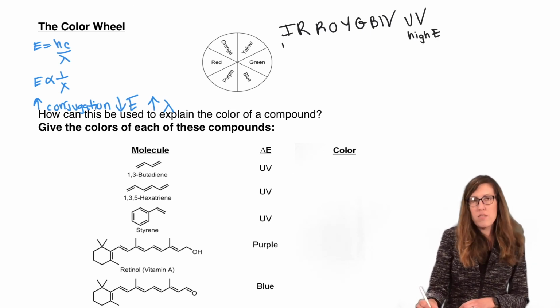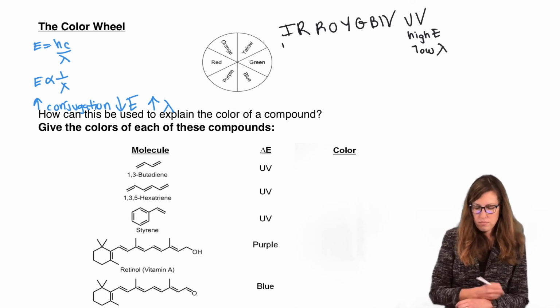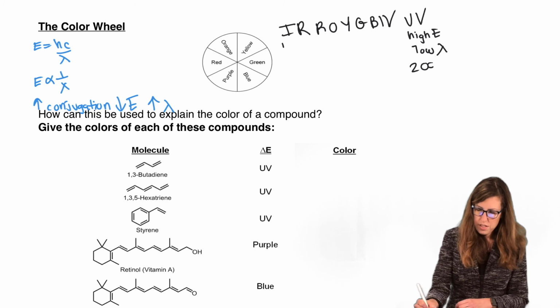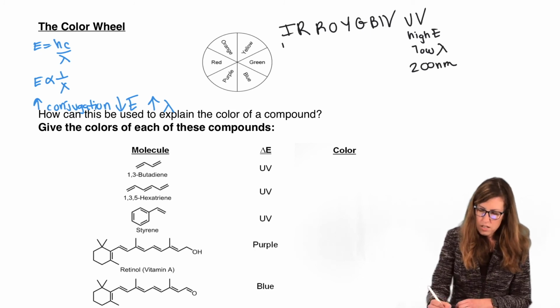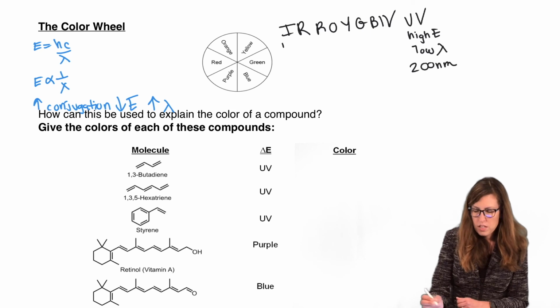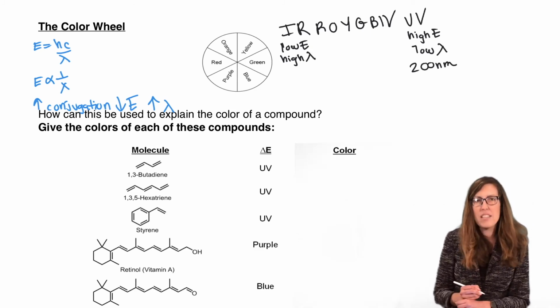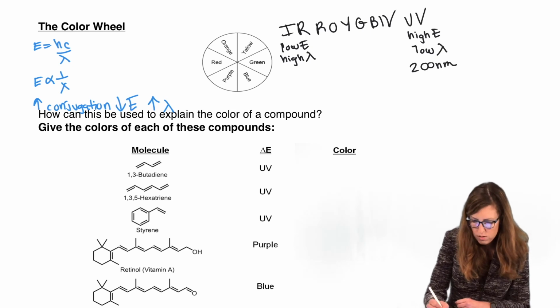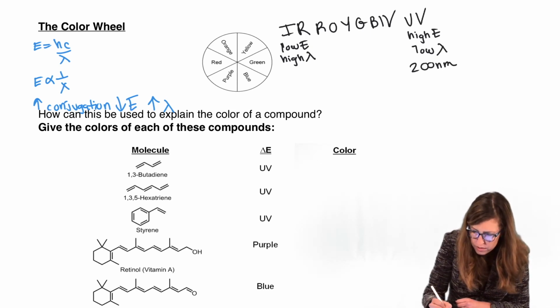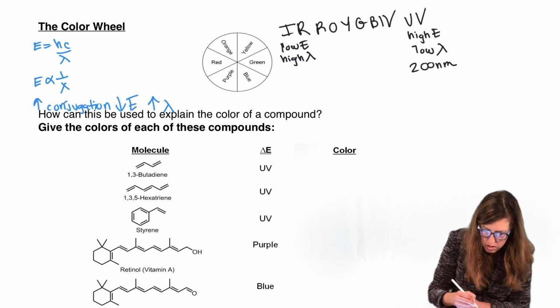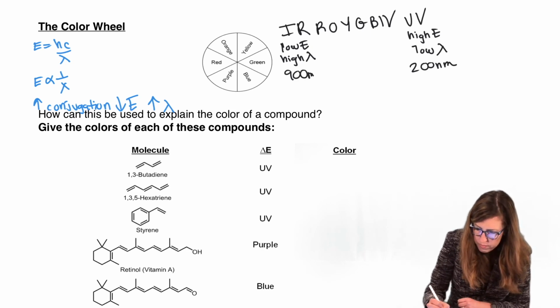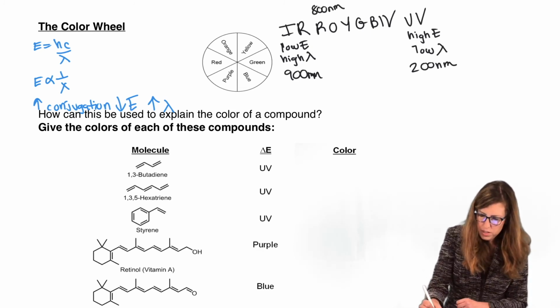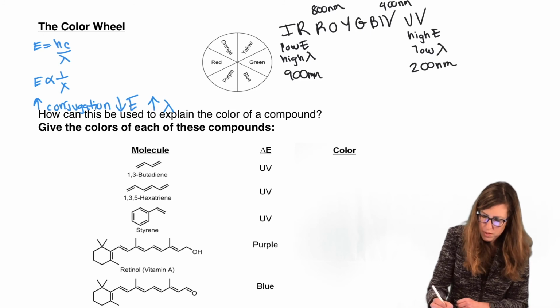That means, inversely for the wavelength, it's a low wavelength. Usually it's around 200 nanometers, just for reference. IR is the opposite. So low energy, high wavelength, and we're going up to past 800 nanometers there. So red ends around 800 nanometers. Let's call it about 900 nanometers. So this would be about 800 nanometers. And violet's around 400 nanometers. This would be like 900 to 1,000 usually.